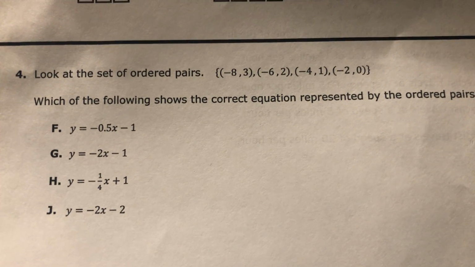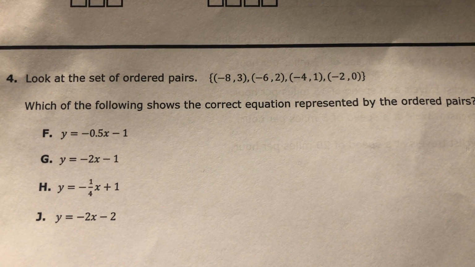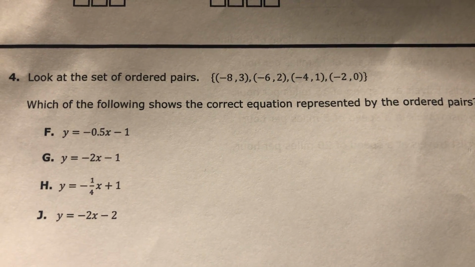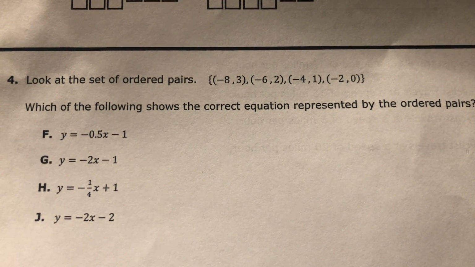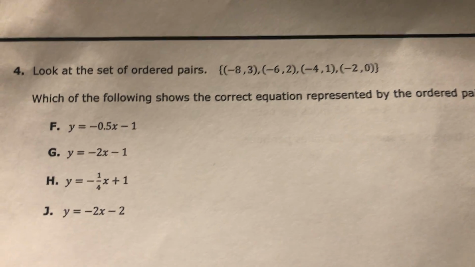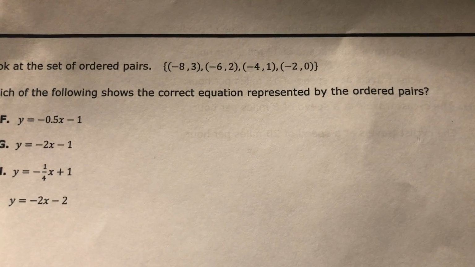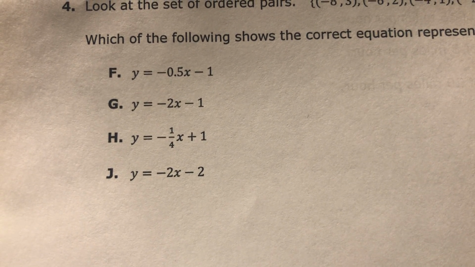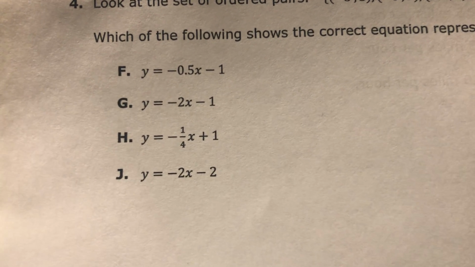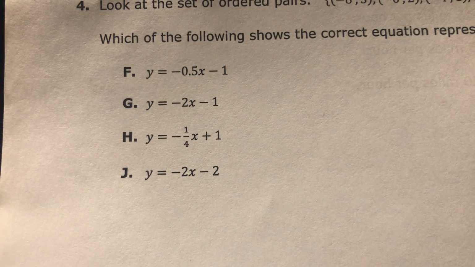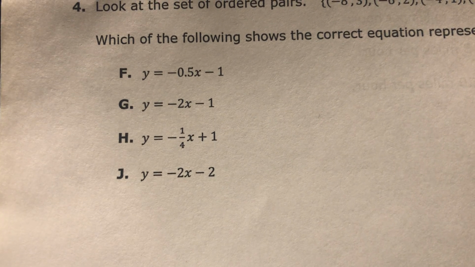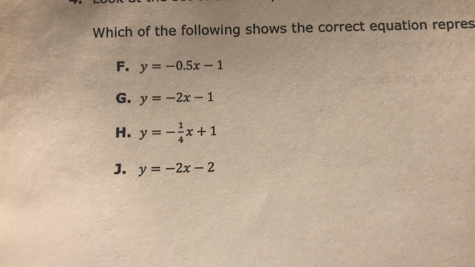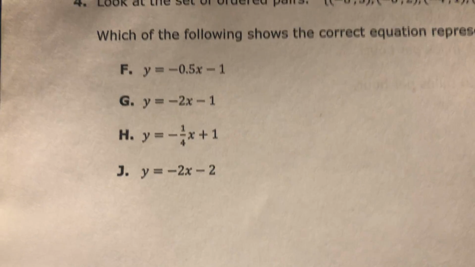Number 4, look at the set of ordered pairs. -8, 3. -6, 2. -4, 1. -2, 0. Which of the following shows the correct equation represented by the ordered pairs? F, y equals -0.5x minus 1. G, y equals -2x minus 1. H, y equals -1/4 x plus 1. J, y equals -2x minus 1.